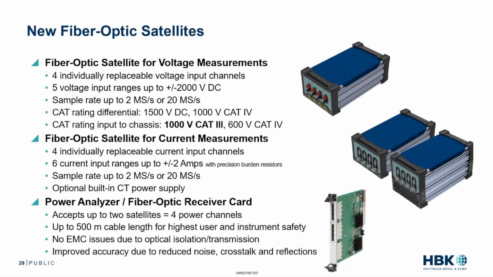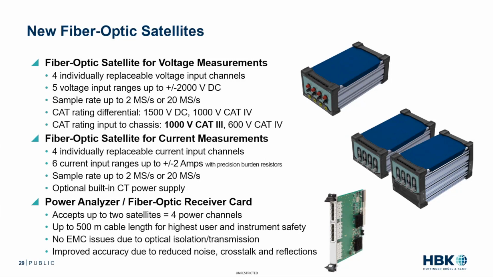More importantly for safety, not only for the equipment, but for yourself, the CAT rating differential at 1500 volts DC and 1000 volt CAT4. And the CAT rating input to chassis at 1000 volt CAT3 and 600 volt CAT4. Now let's move over to the current measurements.